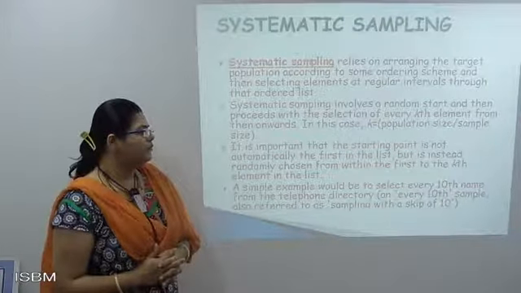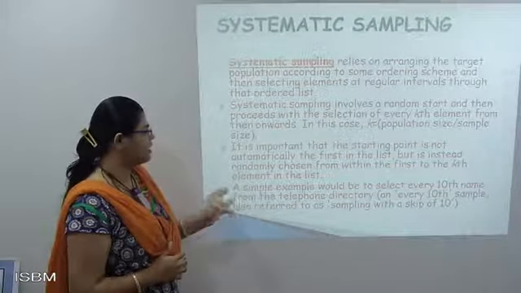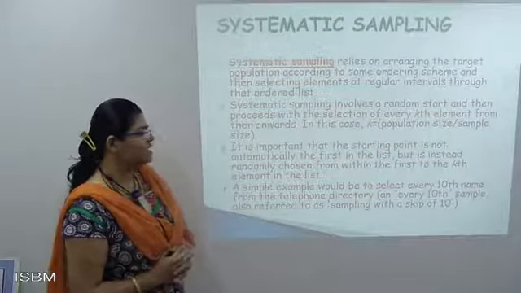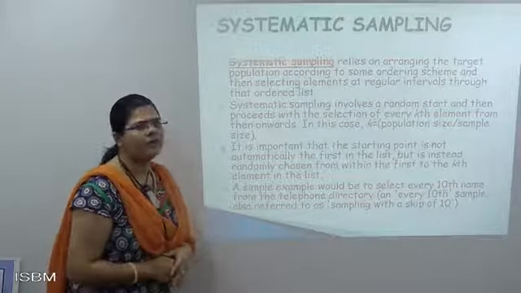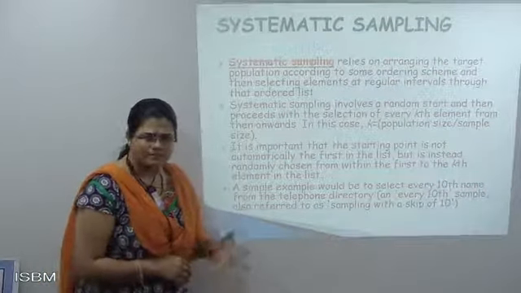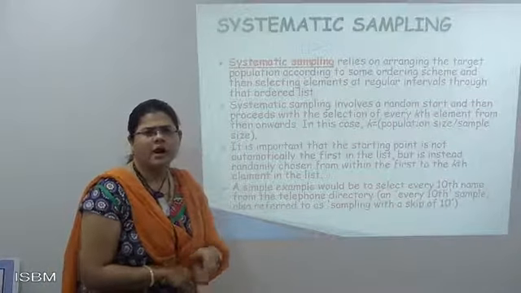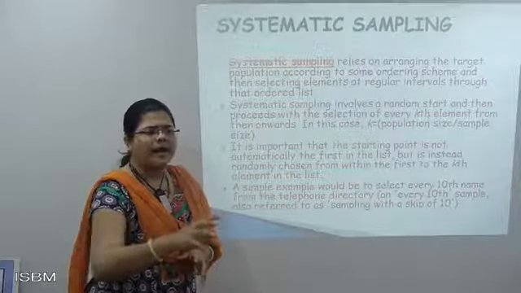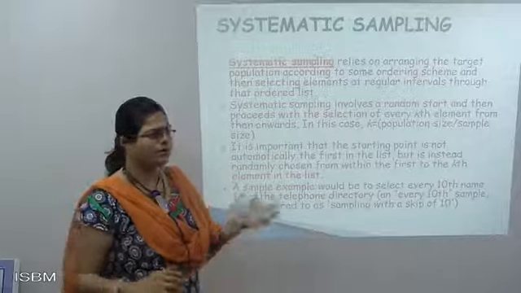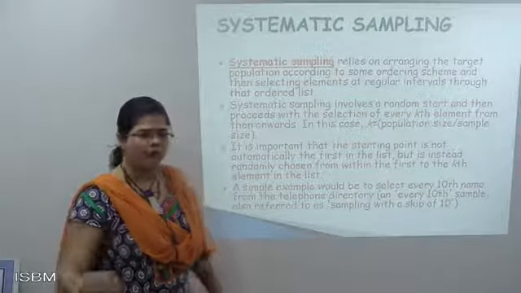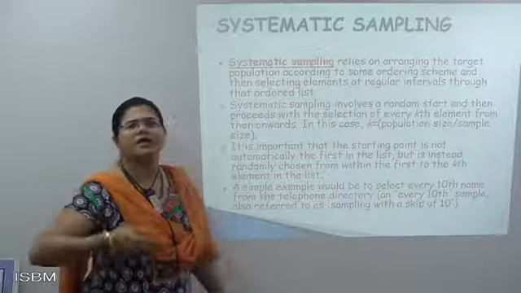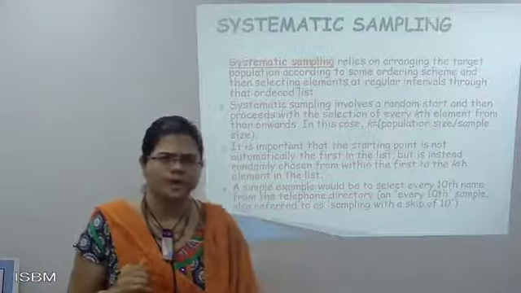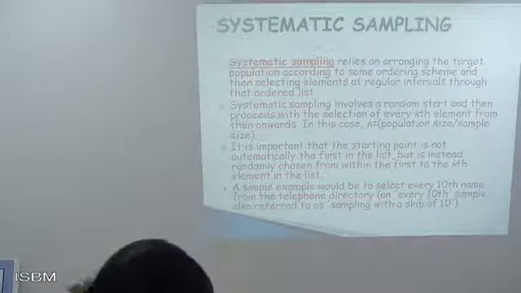A simple example would be selecting every 10th name from the telephone directory, and every 10th sample, referring to sampling with a skip of 10. If I want to select people by, say, a phone number, I can pick a number and start after 10, and then continue from that number. That is why this is called systematic sampling. I'll move ahead only in that particular way. So this is also one type of sampling method which makes the systematic process very easy.